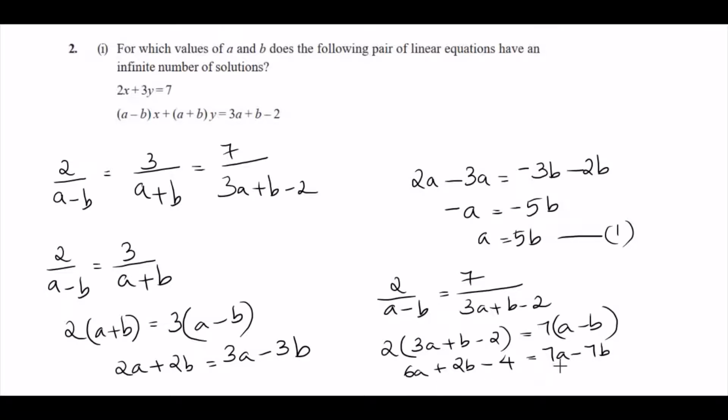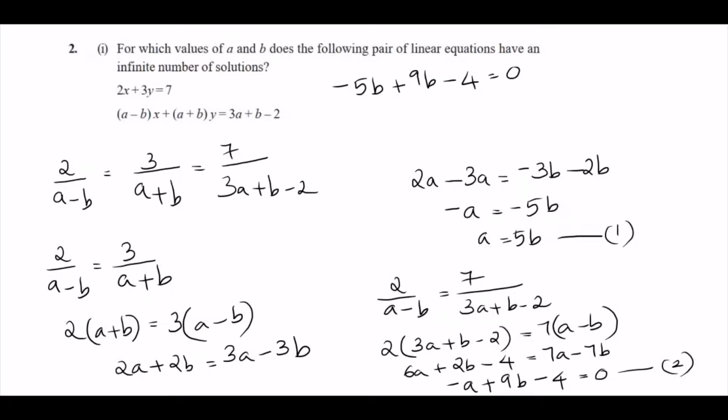When you take the coefficients of the same variable to one side, 6a minus 7a is minus a, plus 2b plus 7b, that is plus 9b, minus 4 is equal to 0. So let's mark this as the second equation. Now substitute this value of a in the second equation. So you will get minus 5b, that is we have substituted the value of a as 5b, plus 9b minus 4 is equal to 0. Now you have got a linear equation in one variable, so it will be easy for you to solve.